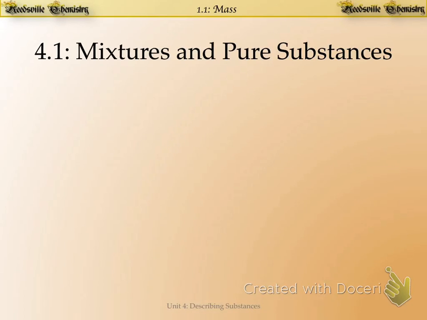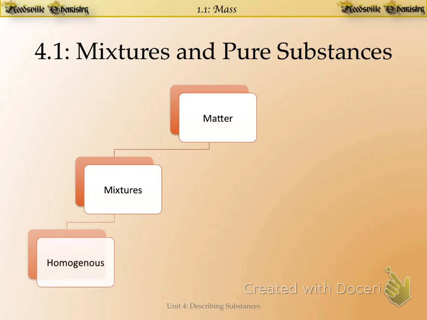Okay, so I like the flow chart that I'm going to use here to describe matter, and I'd like you to draw this. I'm going to go through it quickly, so draw this in your book.